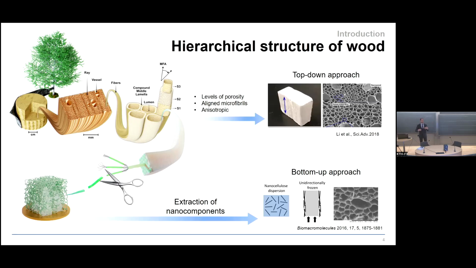But since wood already has levels of porosity and its microfibrils are already highly aligned, we can instead shave off layers from wood and use it as nature gave it to us, which is a quicker method. This is called a top-down approach, and this is what I focus on in my work.